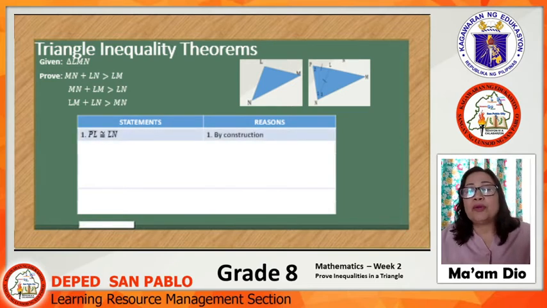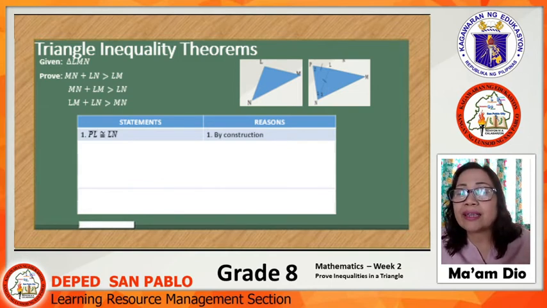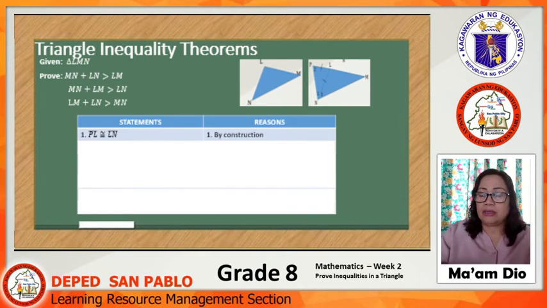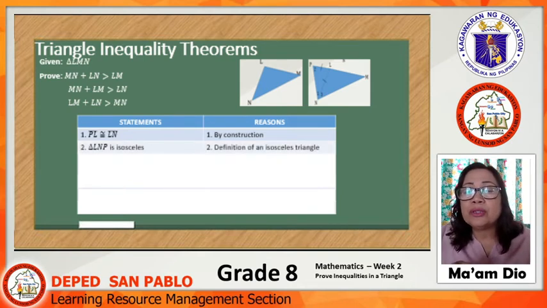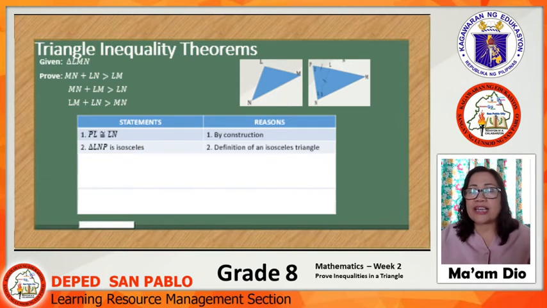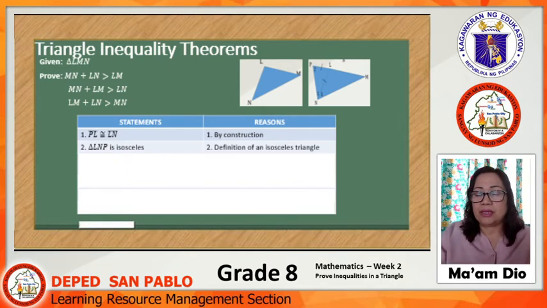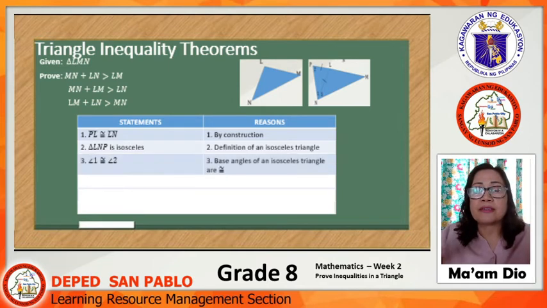Our statement number 1, by construction, is PL congruent to LN. Statement number 2 is that triangle LNP is isosceles. Why? Because the two sides are congruent, and by the definition of an isosceles triangle, if two sides of a triangle are congruent, then the triangle is an isosceles triangle. Let's proceed to statement number 3.